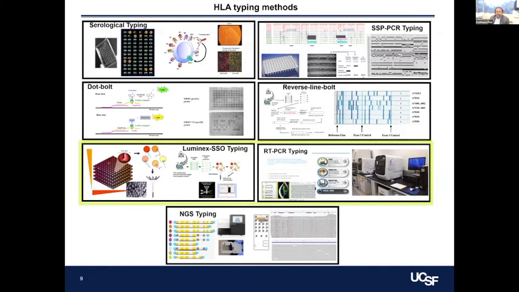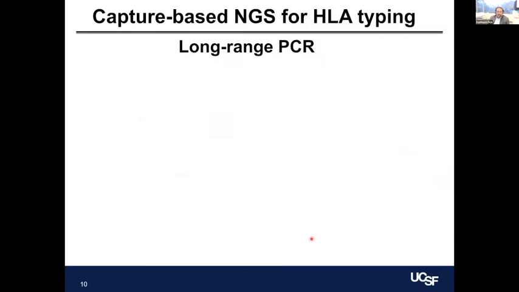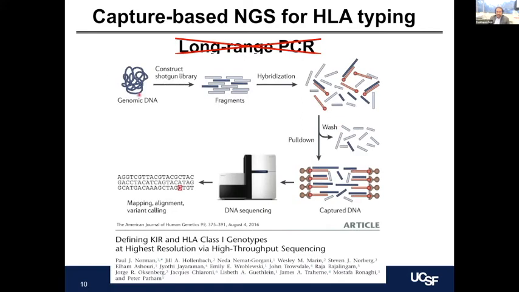More recently, people introduced, so far all the commercial NGS methods are long range PCR methods, but that comes with a lot of artifacts and allelic dropout. But people recently introduced a method with no use of long range PCR, called the capture method. You take the DNA, make it into small fragments, and capture the HLA genes using HLA specific probes, which are conjugated or tagged with biotin, avidin.